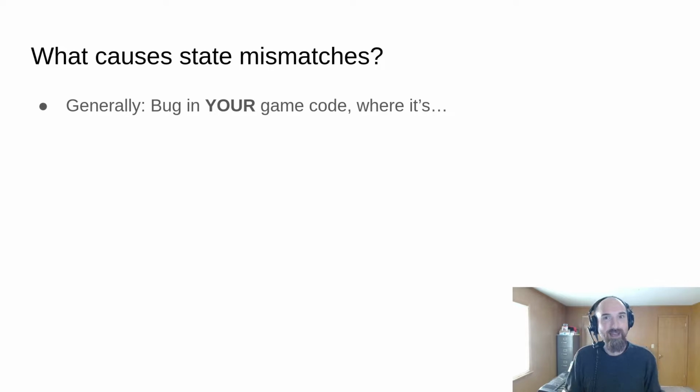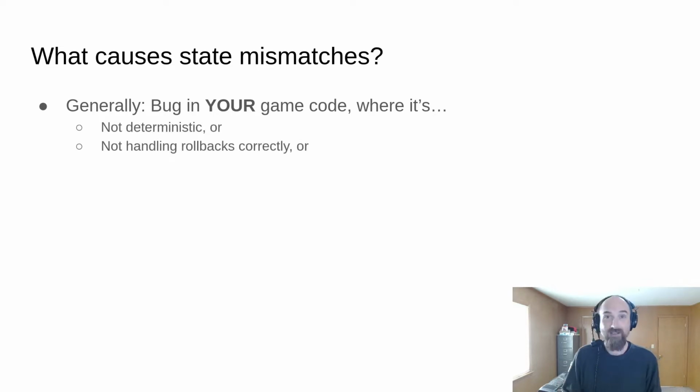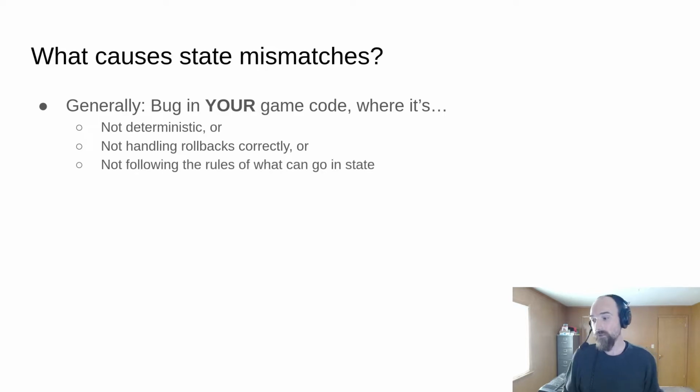There are a couple of exceptions to that. For example, the rollback-aware nodes that it provides, like network timer that we used in the last video, those nodes are essentially gameplay code. They're in the network sync group. They implement the save state and load state virtual methods, just like your gameplay code does. So if there is a state mismatch bug in the Godot Rollback Netcode add-on, it'd most likely be in one of those nodes, but at this point, they are pretty well tested. So if you see a state mismatch bug, and you will probably see dozens of them in the course of making your game, it's most likely a bug in your game code where it's not deterministic, or not handling rollbacks correctly, or not following the rules of what can go in state, which we'll talk about later in the video.